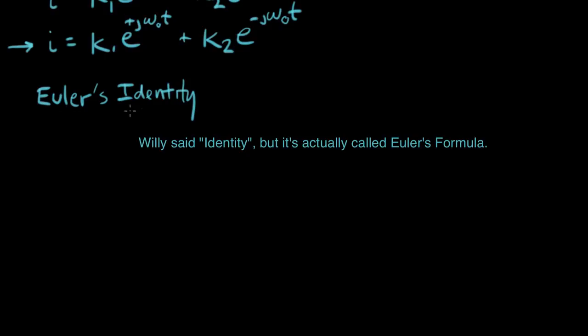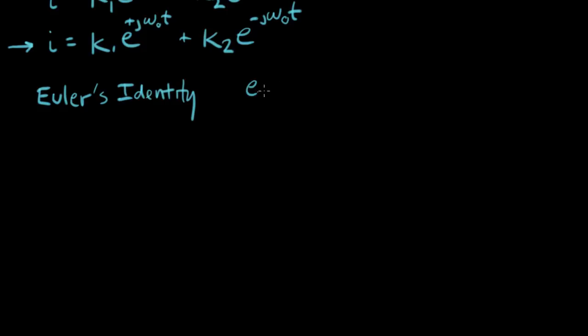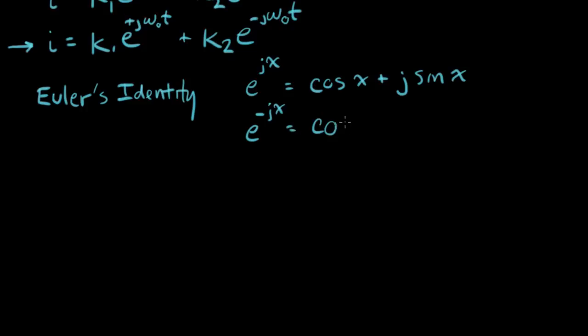So if you search on this term on Khan Academy, you'll find an explanation of where these identities come from. But I'm just going to state them right here. Euler's identity is e to the jx, anything up there, equals cosine x plus j times sine x. That's one of the identities. And the other identity is e to the minus jx equals cosine of x minus j sine x.